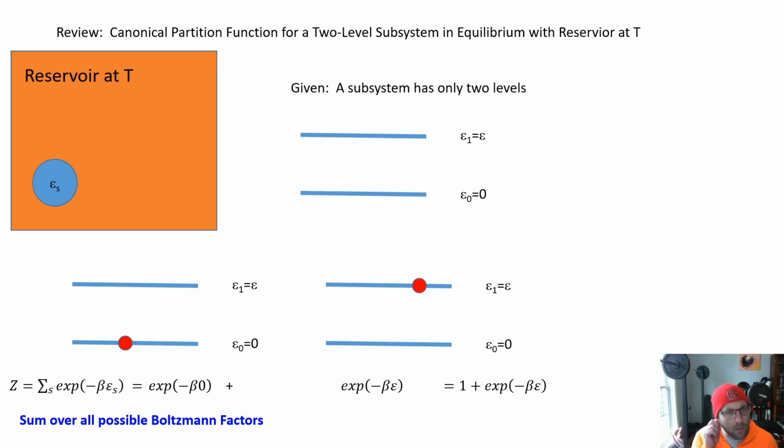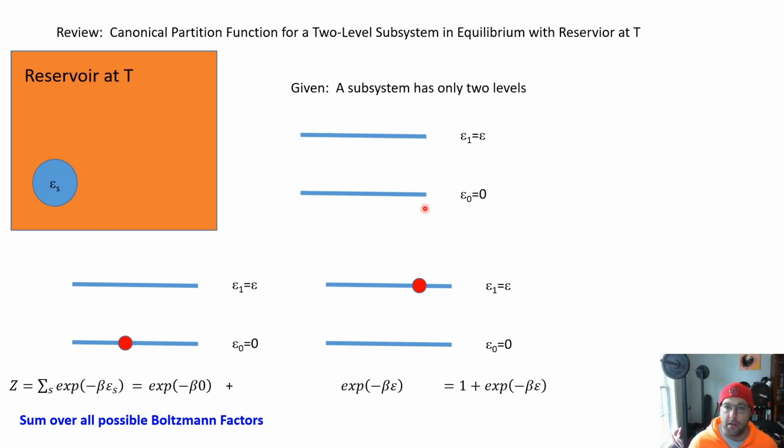So let's review the canonical partition function for a two-level subsystem in equilibrium with a reservoir at temperature T. We remember our basic setup for the canonical ensemble is that we assume we have a very large reservoir that's in thermal equilibrium with our subsystem, and that we know the quantum energy levels of the subsystem. In this example, we're considering two levels. You should know this example like the back of your hand. It really gives you the core of everything you need for chapter 6.